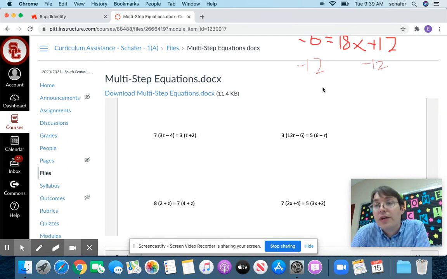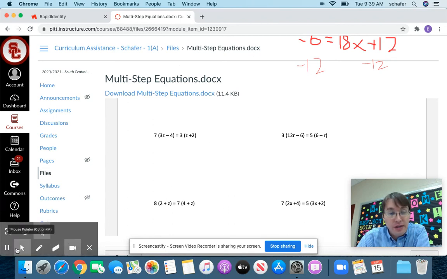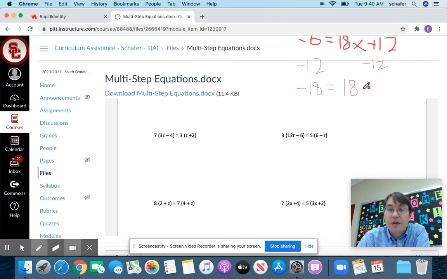Technical difficulties this morning. Okay, so I have negative 6 equals 18x plus 12, minus the 12 on either side. Negative 6 plus negative 12 equals negative 18. Negative 18. 6 plus 12 equals 18. And negative numbers are the same with that. So I have negative 18 equals 18x.